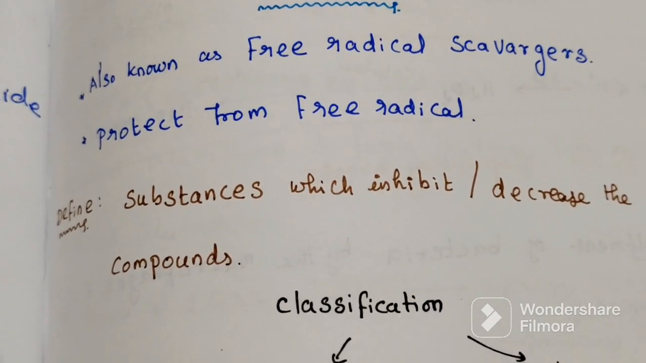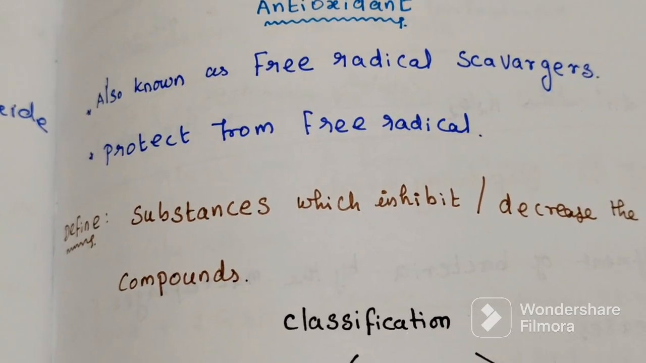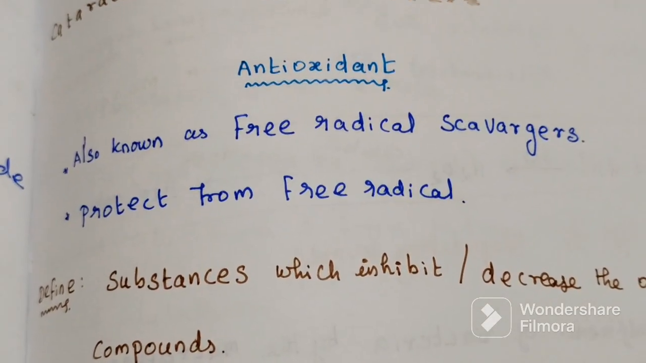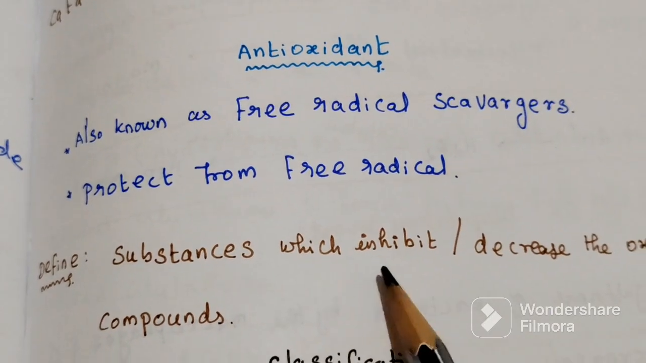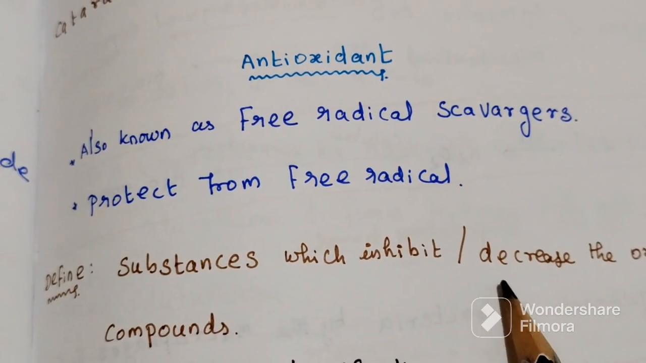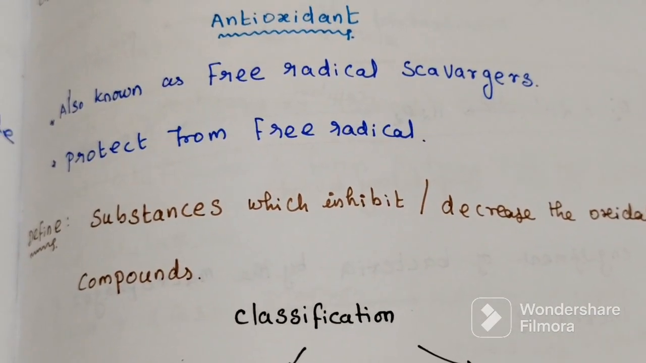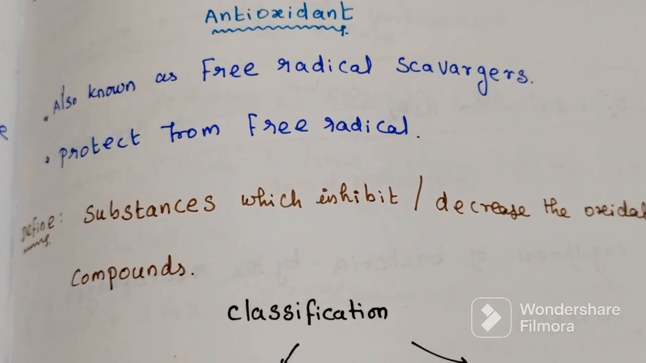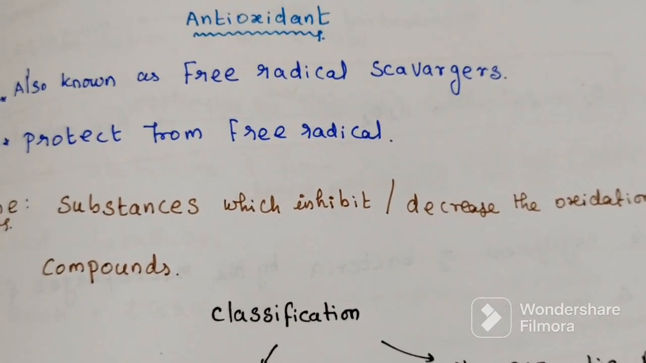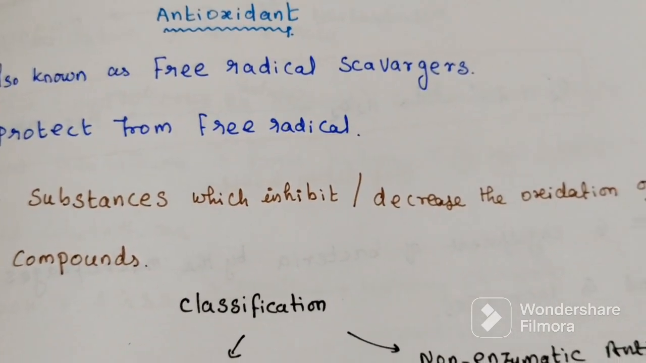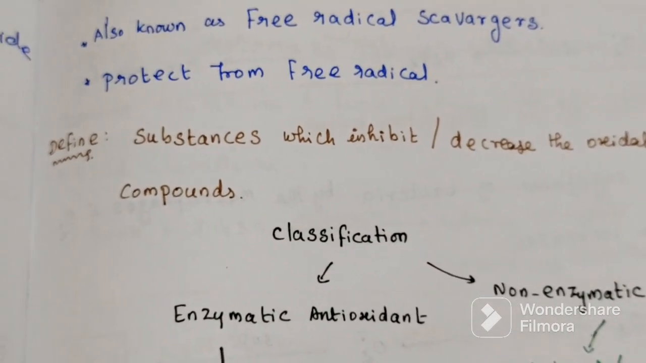How will we define an antioxidant? These are the substances which inhibit or decrease the oxidation of a component. They are known as antioxidants.